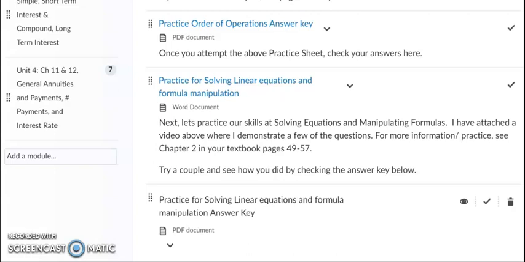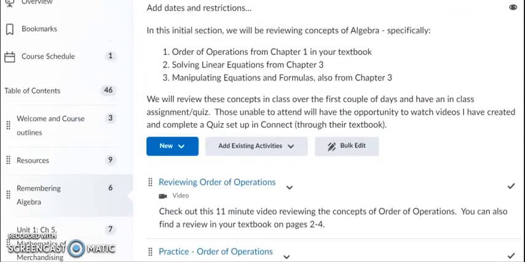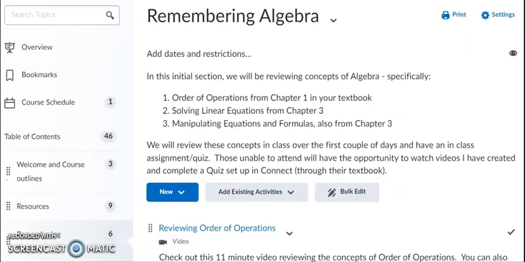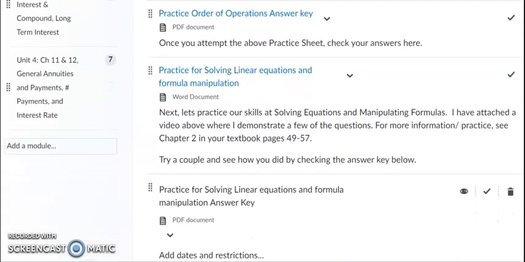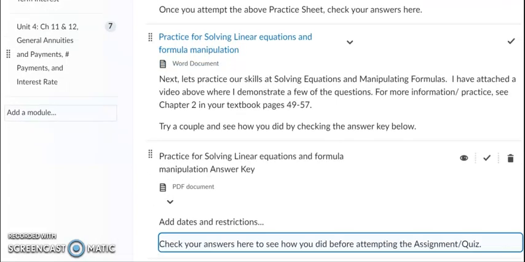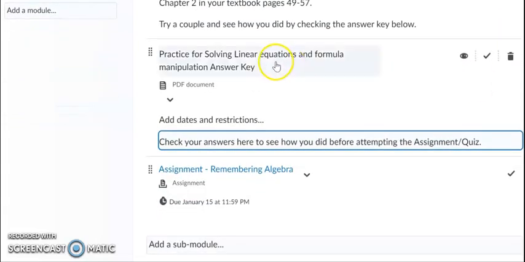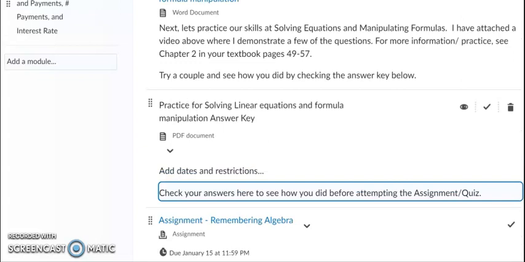Hi everyone. Okay, so now the next topic we're going to discuss as part of our remembering algebra and our review, now that we've covered order of operations, is to practice solving linear equations and doing formula manipulation. So just like I did with the last one, I have put a practice sheet here for you to complete. I have also added the answer key here for you.